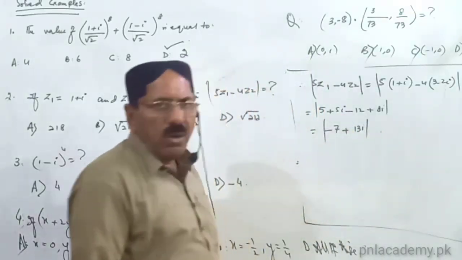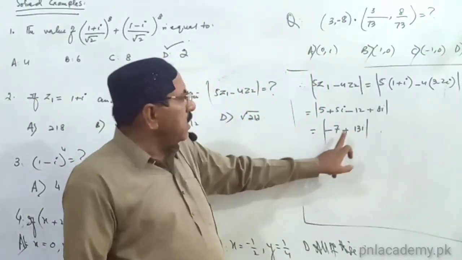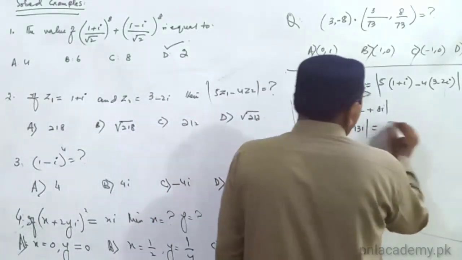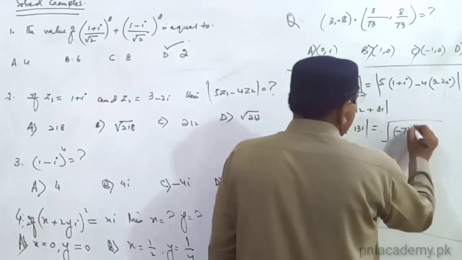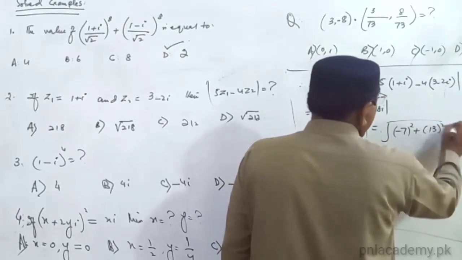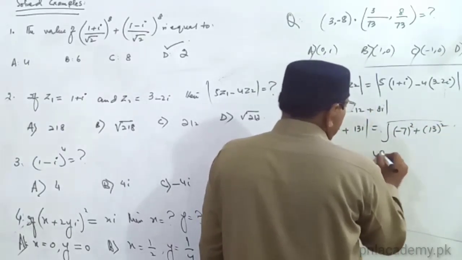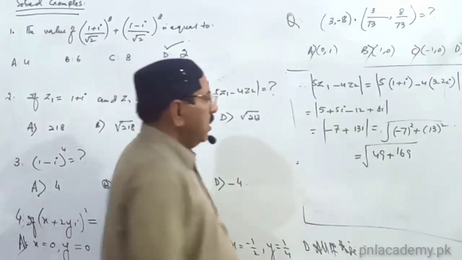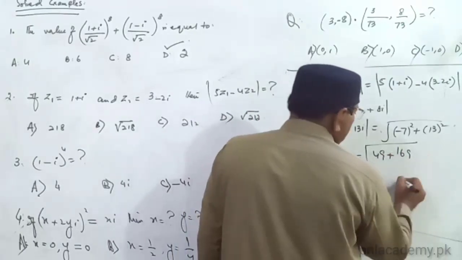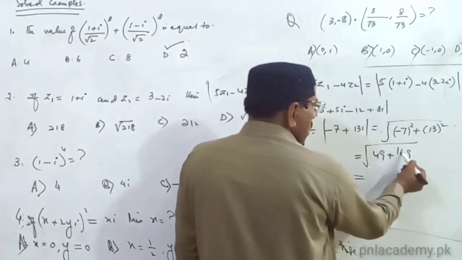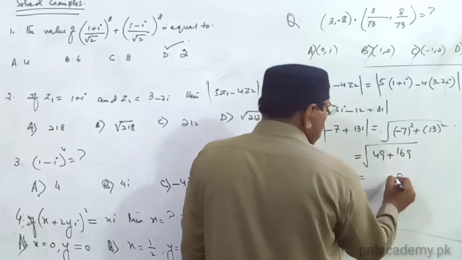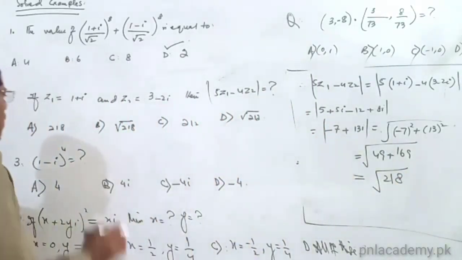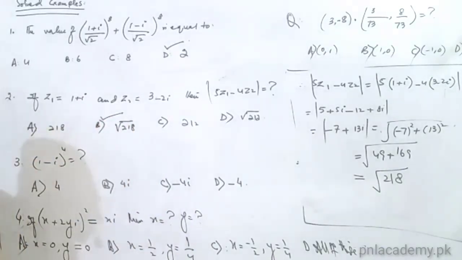According to the absolute value of a complex number, the mod of x plus iota y is equal to the radical of x square plus y square. So this will be radical of minus 7 square plus 13 square. The value will be 49 plus 169, that is 218. So the correct answer is radical 218.